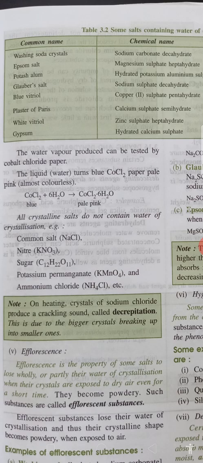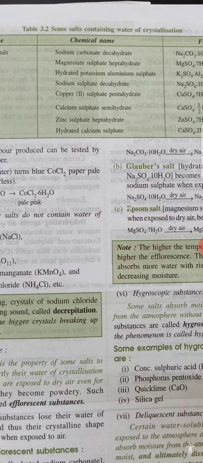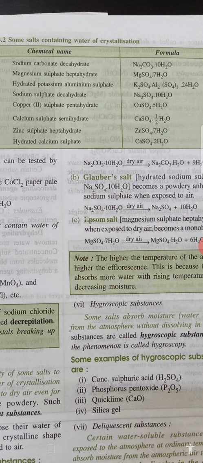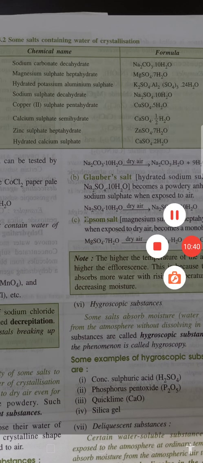Then children, the water vapor produced can be tested. If you remove this water by heating it in the form of water vapor, it can be checked by cobalt chloride, which turns from blue to pale pink. So if you react this water of crystallization, water vapor, with cobalt chloride, it is going to turn. The liquid water turns cobalt chloride paper pale pink, almost colorless. So children, this is regarding the water of crystallization.